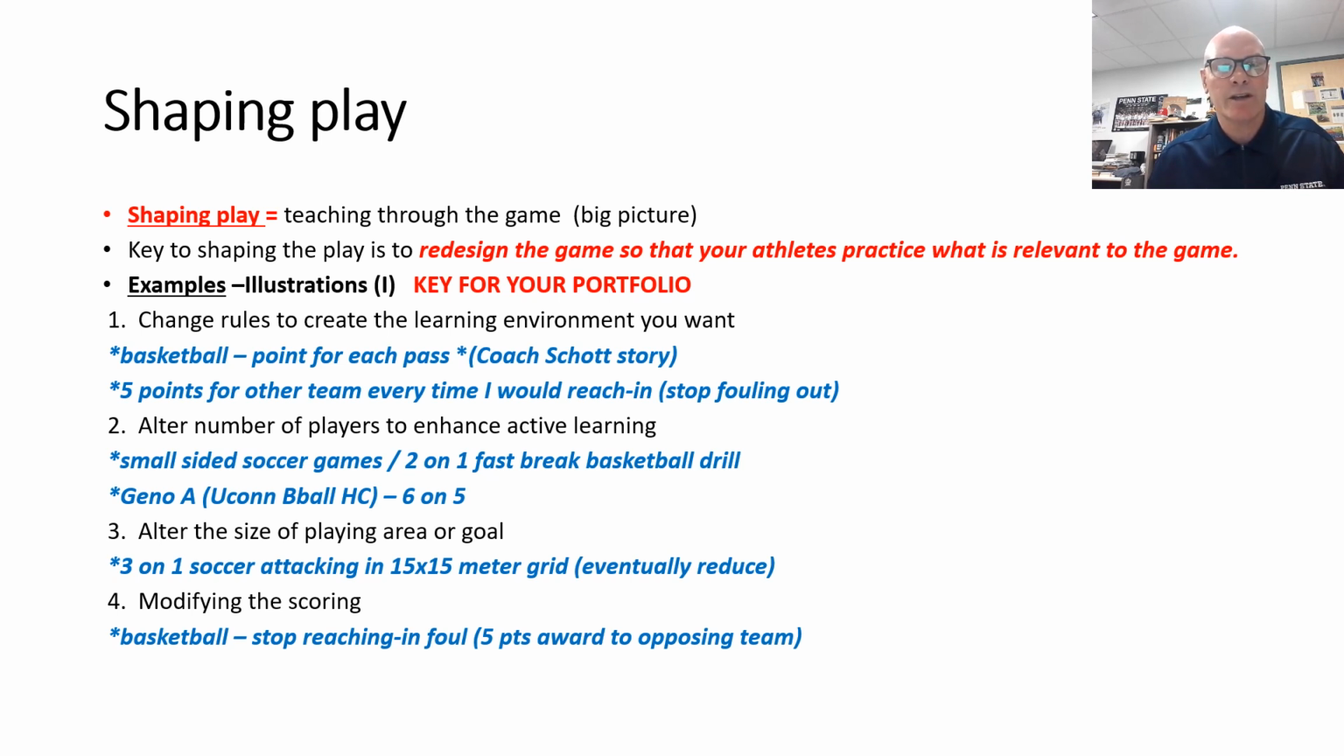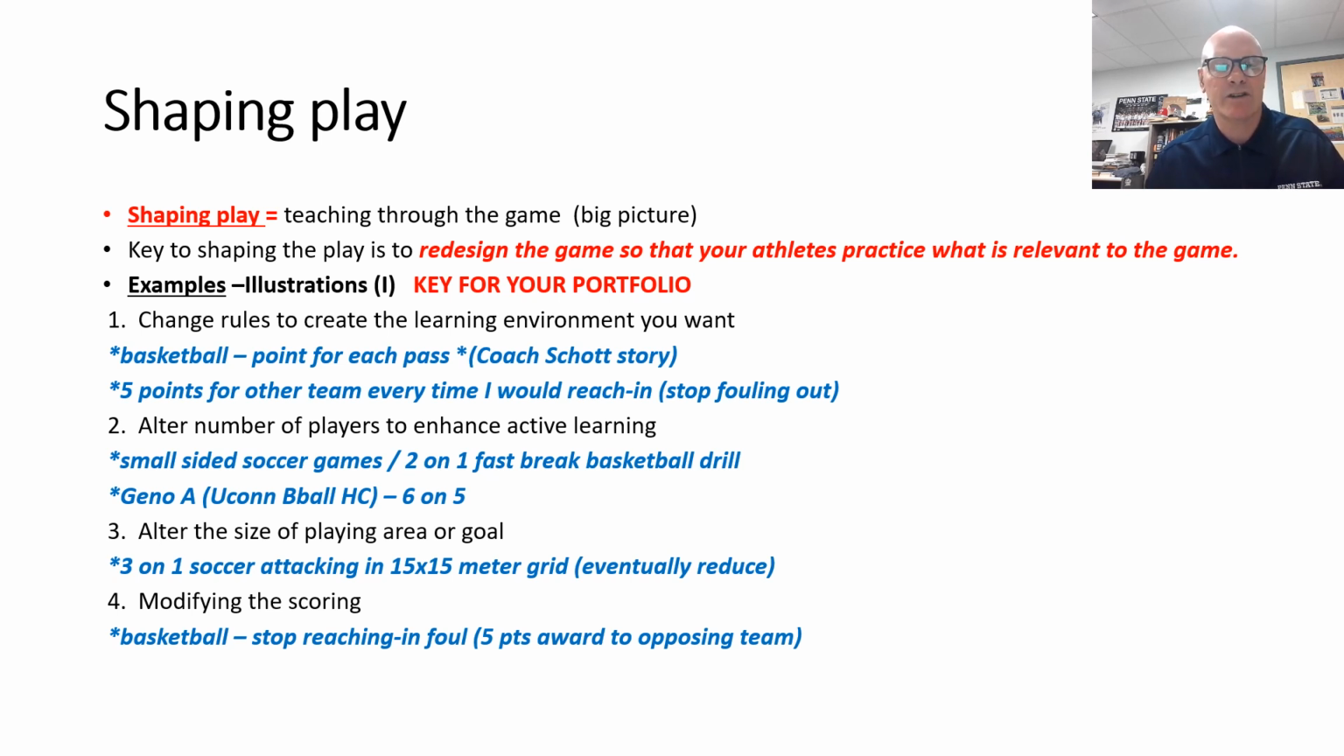All right, now the first way to apply the games approach is shaping play. What we're going to do is redesign through small-sided games so that your athletes practice what is relevant to the game. A couple examples here. We change the rules to create the learning environment you want. So my high school coach, Gary Schott, wanted to be a pass-first team, so we would get points every time we had a successful pass to a teammate. Another one is I was really good at reaching in and fouling out when I was a young basketball player. So then he would give the other team 5 points every time I reached in, whether I fouled or not, to change that behavior. Number 2, alter the number of players to enhance active learning.